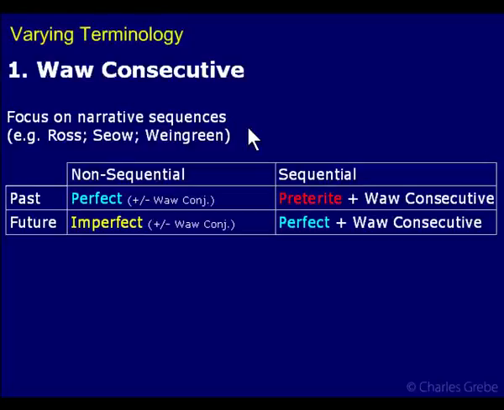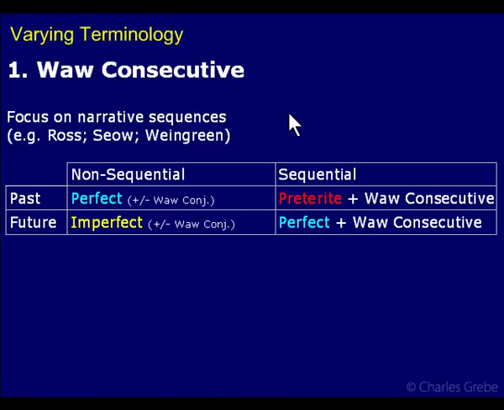Okay, the first one here, we'll start with this one because this is the one that we're using, the Vav consecutive. And this is used by Ross, which is the textbook that we're following in these modules, also by Seow and Winegreen. And again, I'll talk about these grammars at the end. The focus here is on narrative sequences, on the idea of consecutive elements in a sequence.